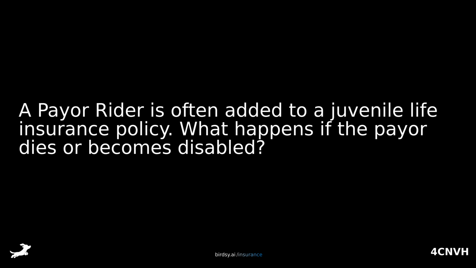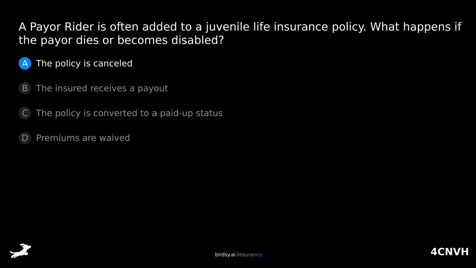A Payor rider is often added to a juvenile life insurance policy. What happens if the payor dies or becomes disabled? Is it A, the policy is canceled? B, the insured receives a payout? C, the policy is converted to a paid-up status? Or D, premiums are waived?